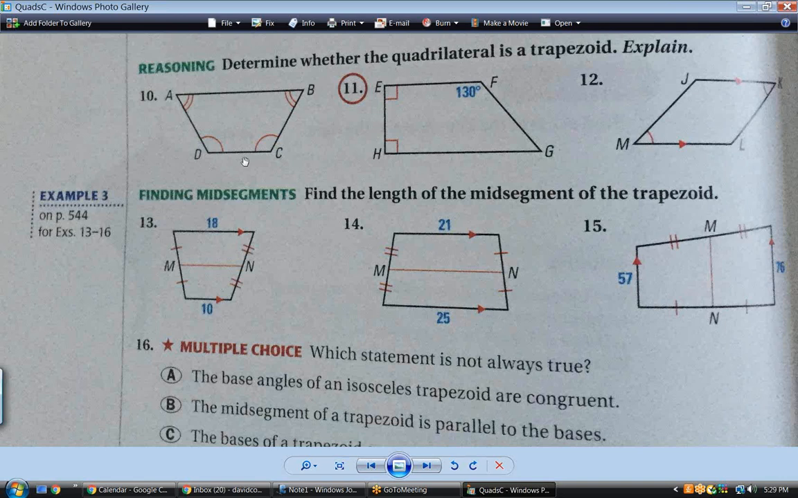But the key information is the fact that that angle is equal to that angle, and this angle is equal to that angle. Not only is that a trapezoid, that's an isosceles trapezoid. In other words, this side here is equal to this side here.